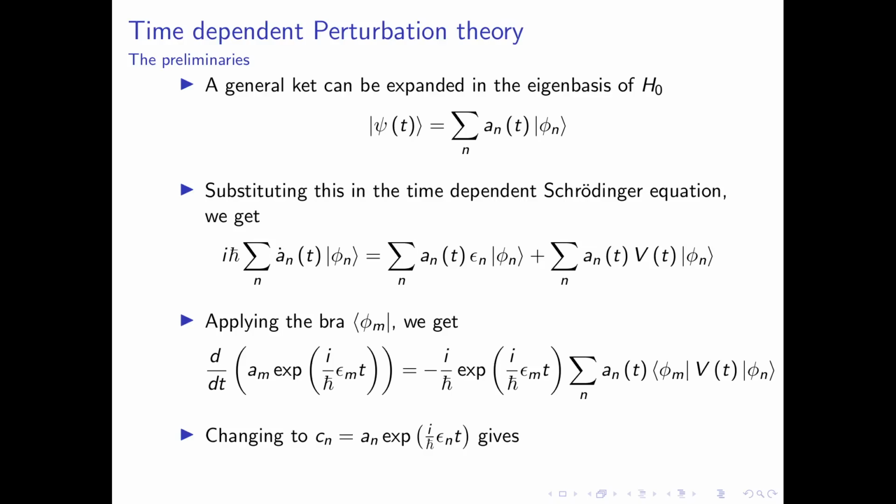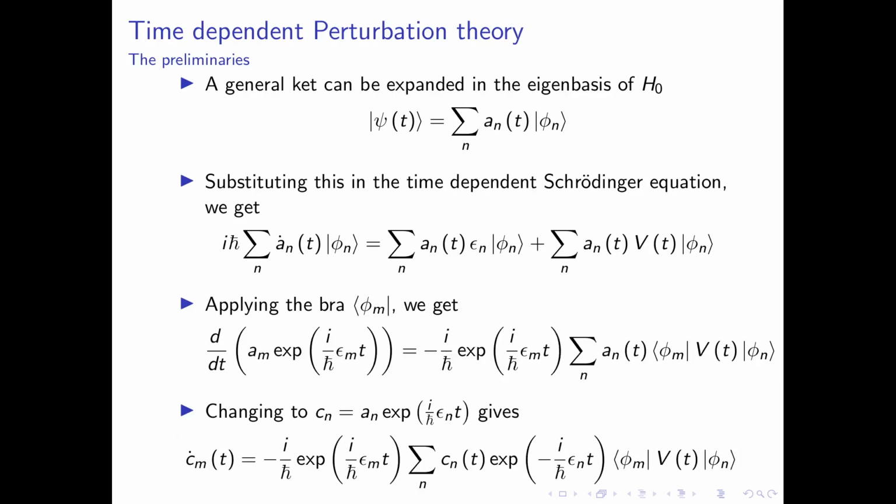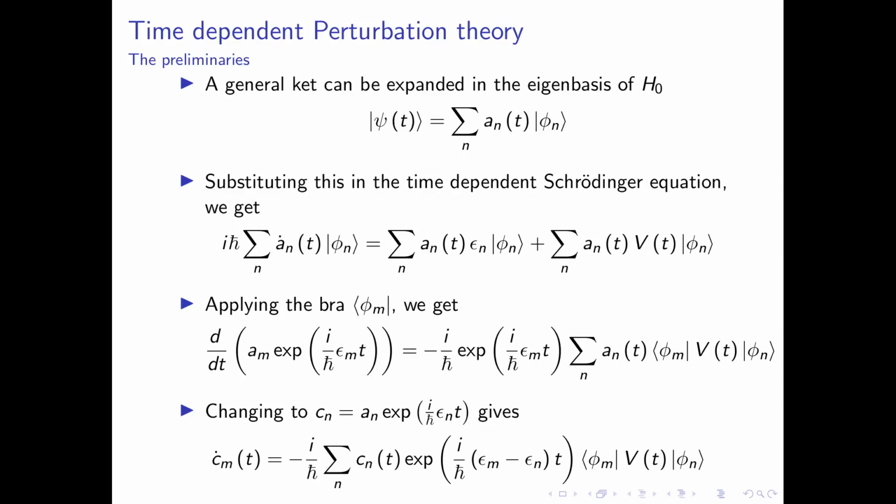So if I do that, the left hand side obviously becomes cm dot, whereas the right hand side has to be changed a bit. The an on the right has to be changed to cn t e to the power minus i by h cross epsilon n t, and now I can easily move the exponential of i by h cross epsilon m t sitting on the left of this expression into the sum. The sum, remember, depends only on n, and so e to the power i by h cross epsilon m t can move into the sum without any problem. And this leads to the following expression. The e to the power i by h cross epsilon m t and e to the power minus i by h cross epsilon n t can be combined together into a single exponential factor.